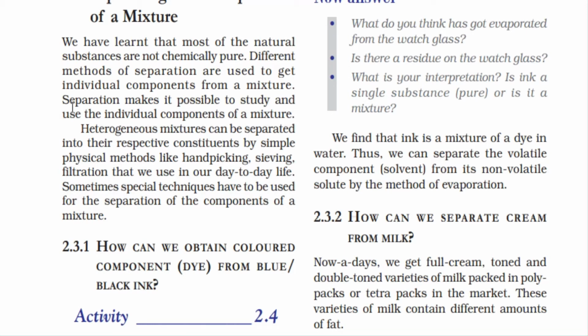So if we separate the individual components of the mixture, we get the pure substance. Heterogeneous mixtures can be separated into their respective components by simple physical methods like hand picking, sieving, filtration, that we use in our day-to-day life. So it is very easy for heterogeneous mixtures, but it is difficult for homogeneous mixtures. Sometimes special techniques have to be used for separation of components of a mixture.